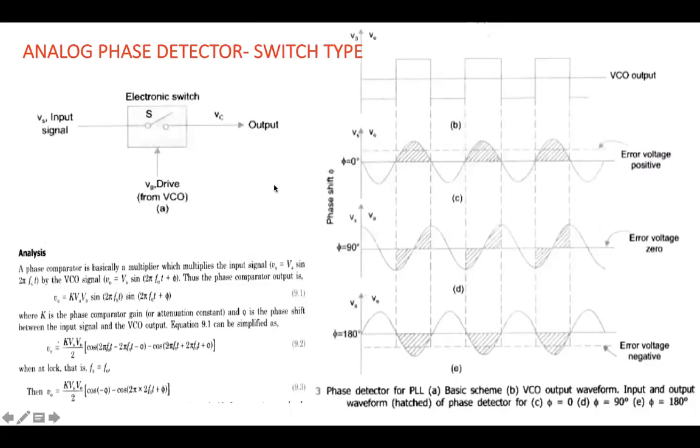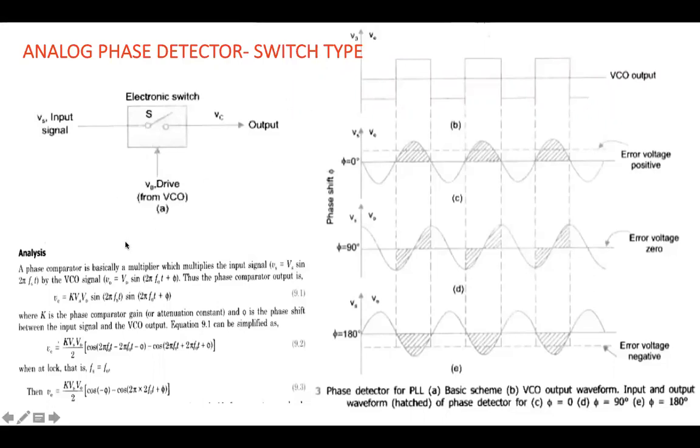Now, this is an analog phase detector, which is switch type, right? I have an input signal, which is Vs, and an electronic switch, which turns on and off based on the values 1 and 0. And I get my output Vc. Now this drive, which is actually from a VCO, you can consider this as a feedback signal from a voltage controlled oscillator.